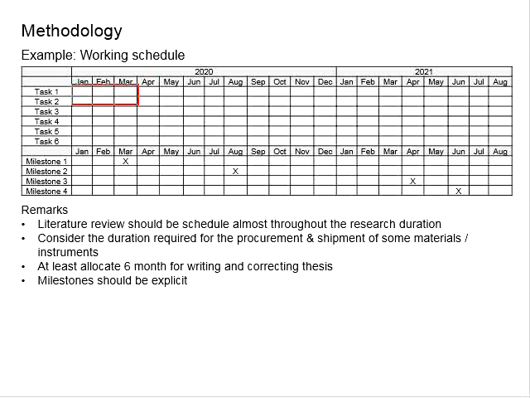Then you will need to hatch several rows and columns for you to work out a work schedule. Something like this. Normally you will put certain milestones at the end of a certain task as a clear-cut definition of completions of certain stages of your study.